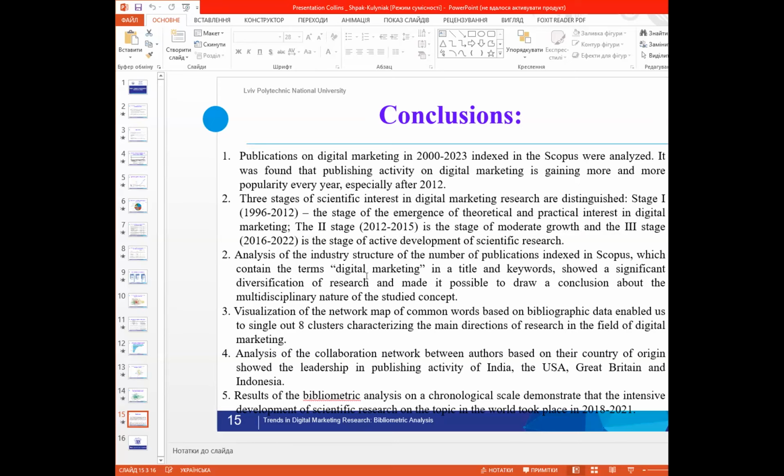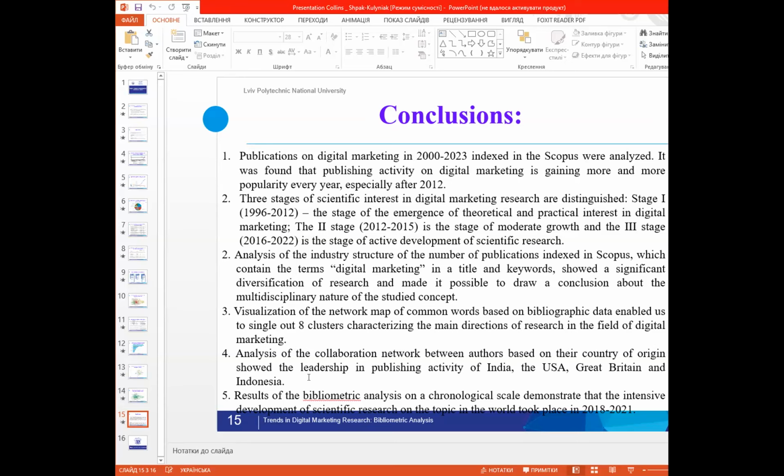Analysis of the industry structure of the number of publications indexed in Scopus containing the term digital marketing showed a significant diversification of research. Visualization of the network map of common words based on bibliographic data enabled us to single out 8 clusters characterizing the main directions of research in the field of digital marketing. As well, the collaboration network between authors was analyzed based on their country of origin.